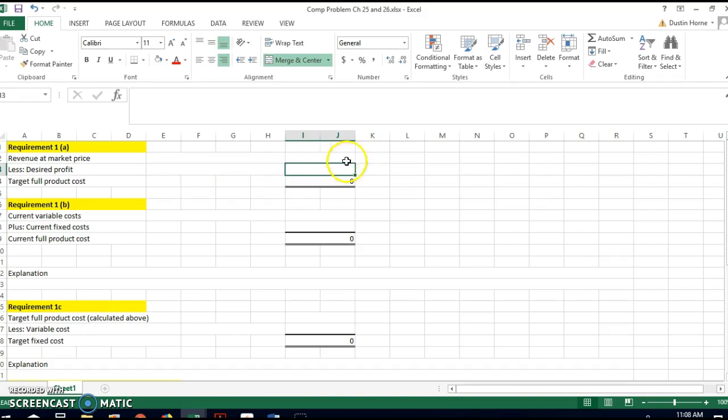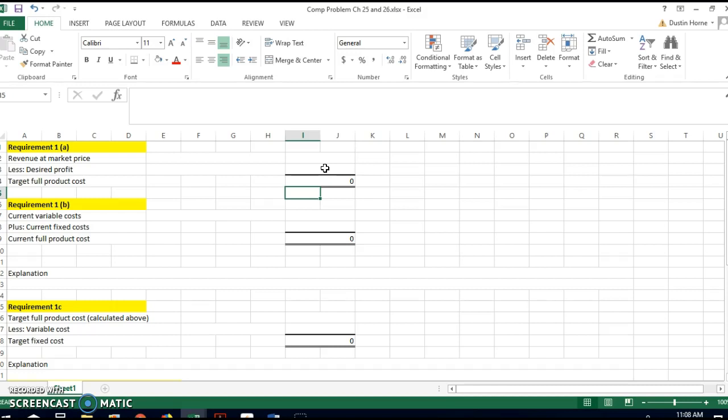So this is how much we're going to sell, the dollar amount, minus our target profit, and whatever's left over is what we want to spend on costs. We don't want to spend more over that. And that would give us our target full product cost. When you put these two in, already have the formula set up, it is equal to the revenue minus the desired profit, and that would give us our target full product cost. So that is all you would have to do for requirement 1A. Now remember, you can read about this on 1411 and 1412.